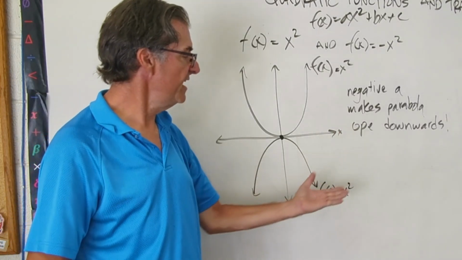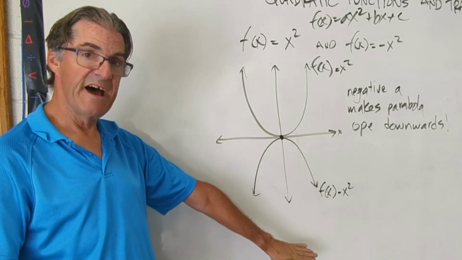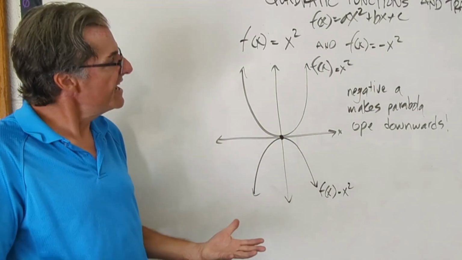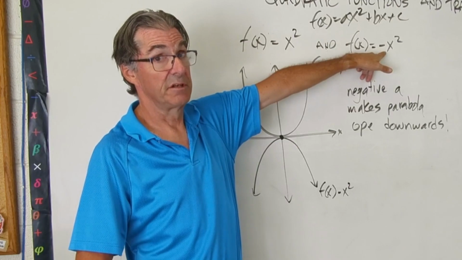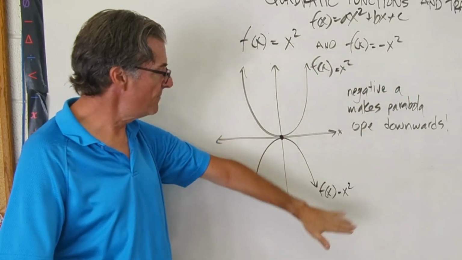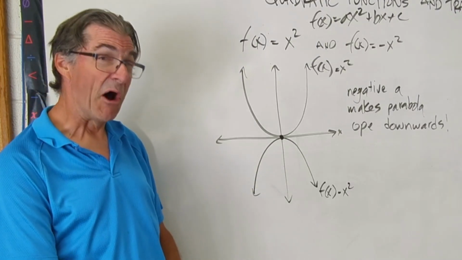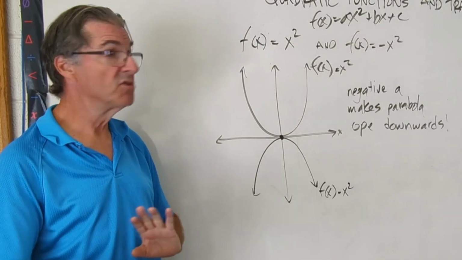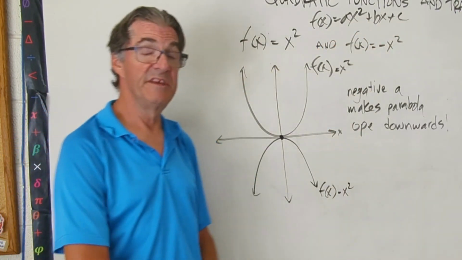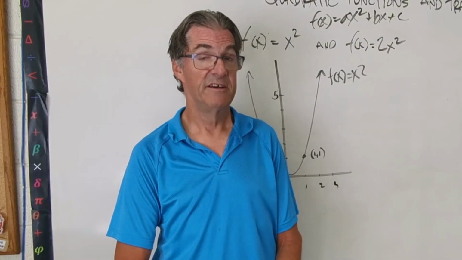So negative a makes the parabola open down. So whatever else a is, in this case, a is just -1, it makes the parabola open down. Okay, so there you have it. That's part of what a does. A is the most complicated of these constants. Okay, next one.